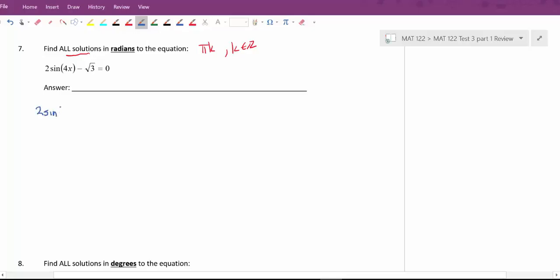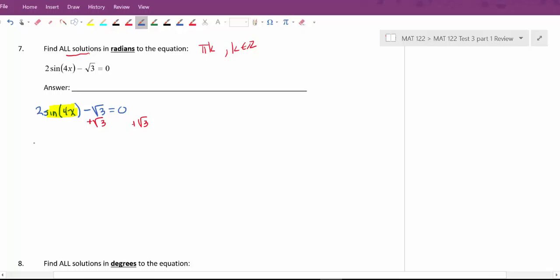So we're going to say 2 sine of 4x minus square root of 3 equals 0. The first thing you're going to do is isolate this trig function. You want the sine of 4x to be all by itself. So we're going to add square root of 3 to both sides.